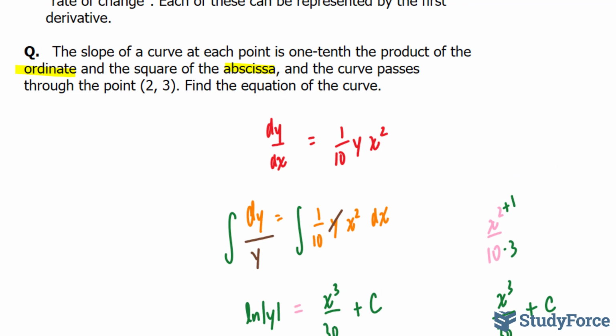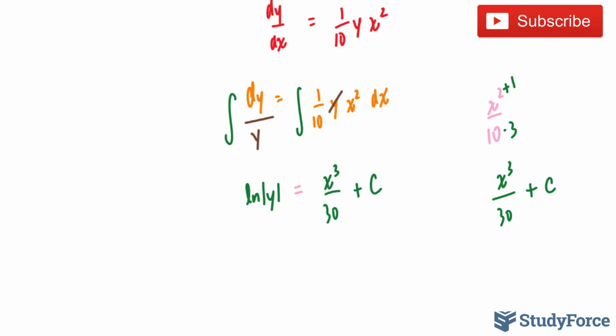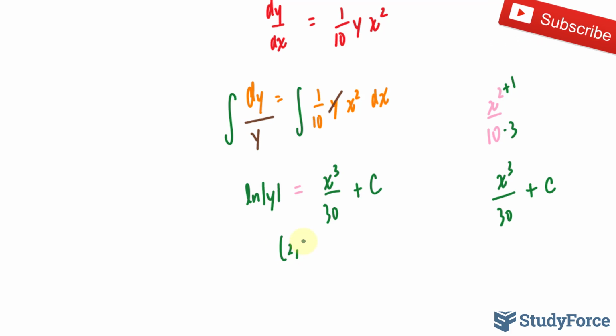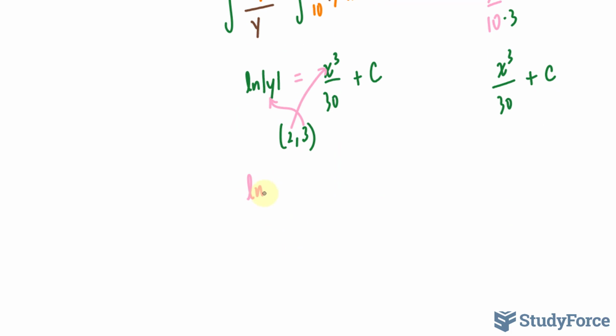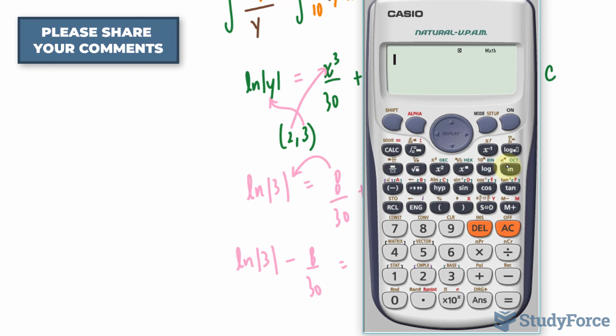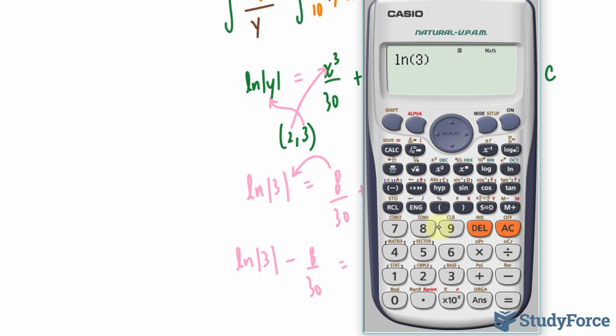Now I can use what they gave me, which is the point 2 and 3, to find out what my c value is. So I have the point 2 and 3. I'll substitute this 2 into here, and this 3 into here. This gives me ln absolute of 3 is equal to 2 to the power of 3 is 8 over 30 plus c. Solve for c. I have ln absolute of 3 minus 8 over 30. I'll use my calculator. Ln of 3. No need for the absolutes. Minus 8 over 30. And this gives me 0.83.